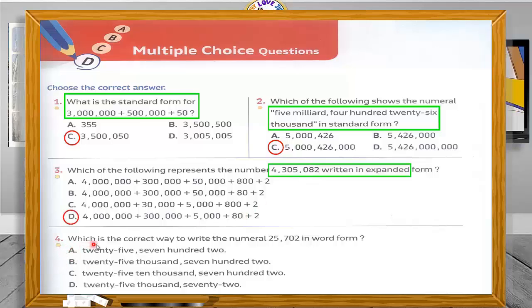Next one, number 4. Which is the correct way to write the numeral 25,702 in word form? Read again and search for this number. 25,702. 25 is not right, it says 25,000. 25,702. Yes, this answer is right. B.